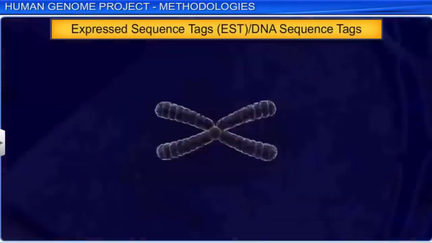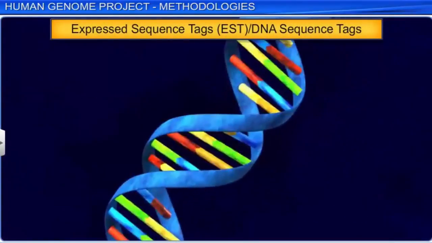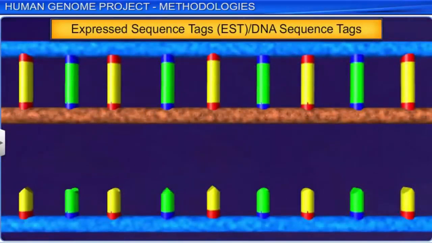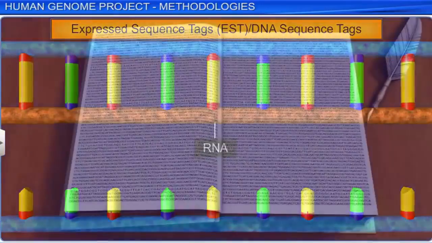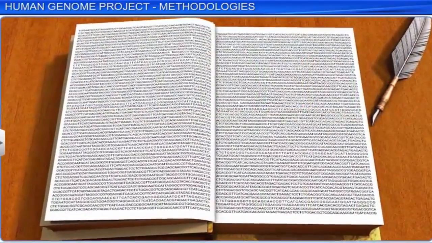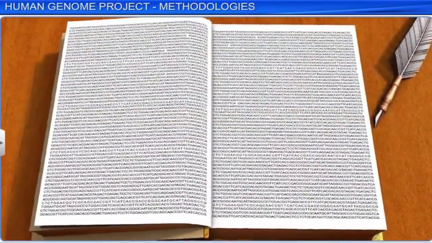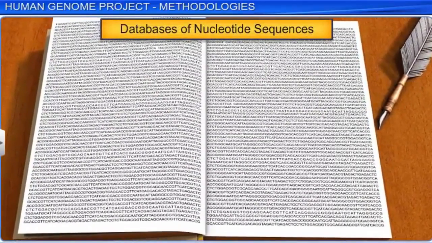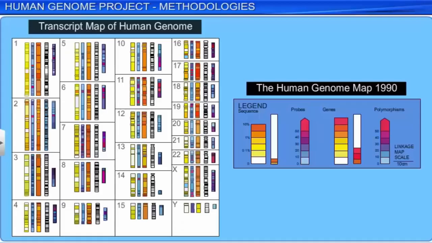In the EST or DNA sequence tag method, the focus was on identifying and isolating all genes that expressed as RNA. Actually, EST is the term for all genes that express as RNA. With EST, numerous databases of nucleotide sequences have been made available. It has facilitated the construction of the preliminary transcript map of a human genome.